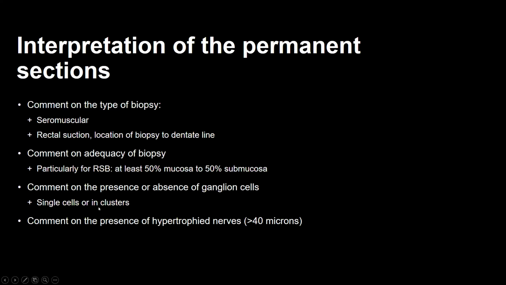Comment on the presence or absence of ganglion cells, whether they're single cells or in clusters, and comment on the presence of hypertrophied nerves, which is greater than 40 microns. And of course, you should measure the nerve to get the diameter, but with a caveat.